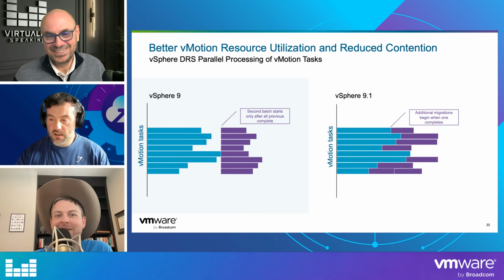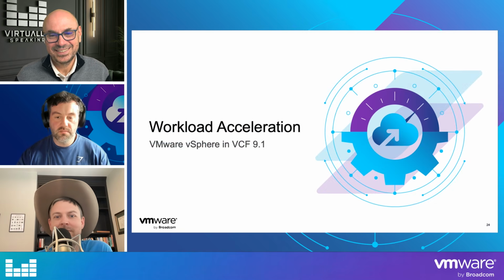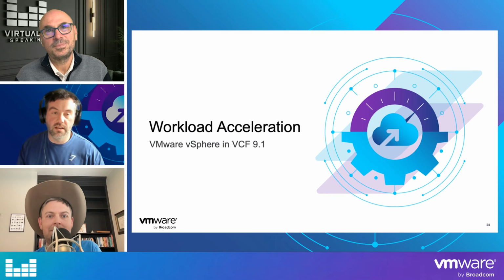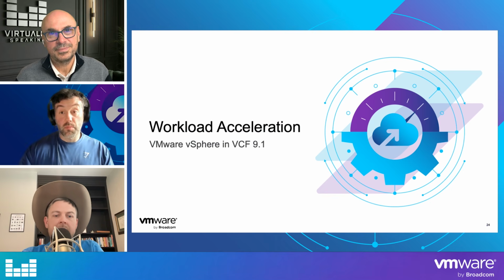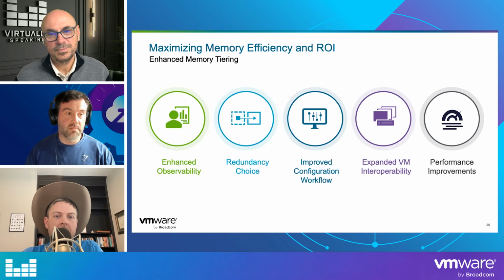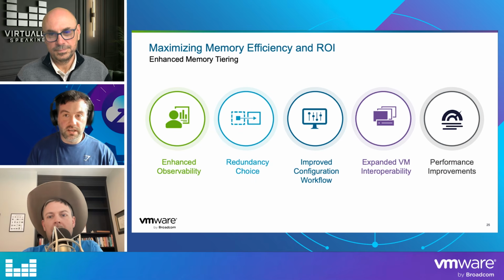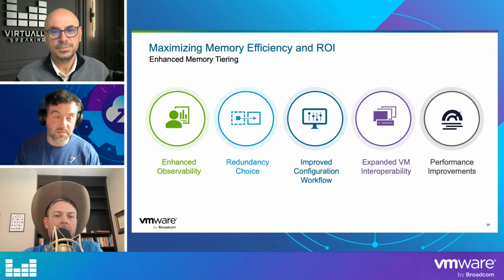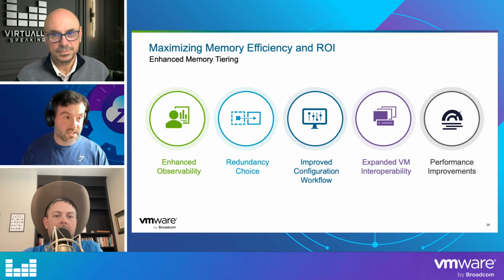Okay, so let me jump to workload acceleration now, just in the interest of time, because there's a lot here that is interesting and very topical. The first one is memory tiering. We released memory tiering in 9.0 before there was a DRAM shortage. So we got ahead of the problem, which was good for us.